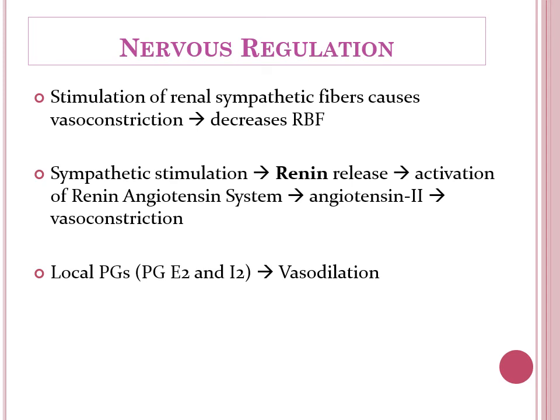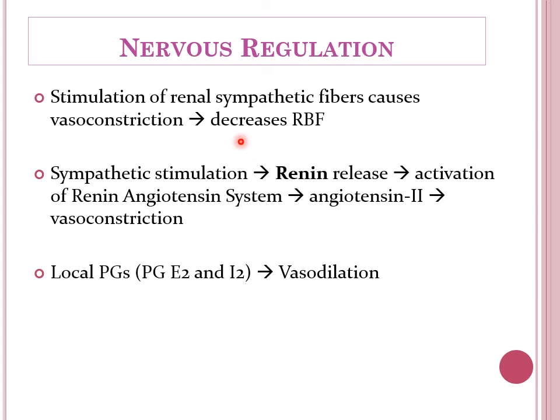Then the final regulation is via the nervous mechanism. Okay. And mainly the importance here is the sympathetic nervous system. So any factor that is causing stimulation of the sympathetic fibers to the kidney, the effect of the sympathetic nervous system is vasoconstriction. And you know the vasoconstriction will decrease the renal blood flow. So the stimulation of the renal sympathetic fibers will cause vasoconstriction and decrease the renal blood flow.